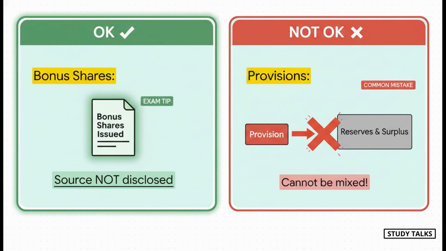Let's look at 2 fantastic disclosure traps that I've seen trip up so many students. First up, bonus shares. Let's say a company discloses that it issued bonus shares, but it doesn't say where they came from. Is that a violation? The surprising answer is no. Schedule 3 only asks you to disclose the details of the allotment for the past 5 years, not the source. Now compare that with this. Can you show a provision for contingencies under the reserves and surplus head? Absolutely not. You have to remember the fundamental difference. A provision is a charge against profit for a known liability. A reserve is an appropriation of profit. They are completely different concepts, and mixing them up is a guaranteed way to lose marks.